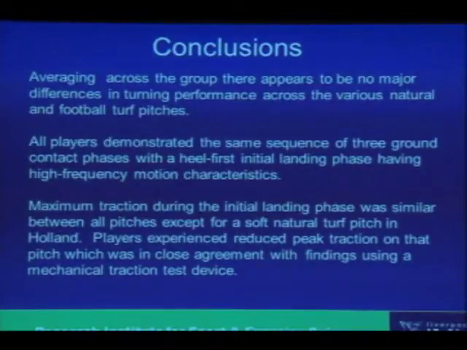All players demonstrated a similar sequence in terms of how they contacted the ground, with an initial heel-first landing and with that initial phase having high-frequency motion characteristics that we think are important. Maximum traction during the initial landing phase was actually quite similar, except for one of the pitches which agreed with the mechanical test results. Players experienced reduced peak traction on that one.